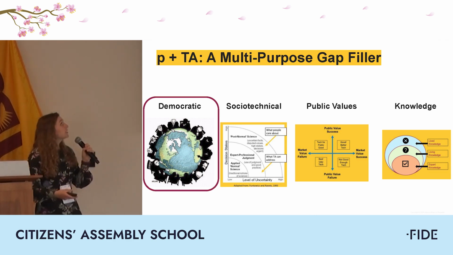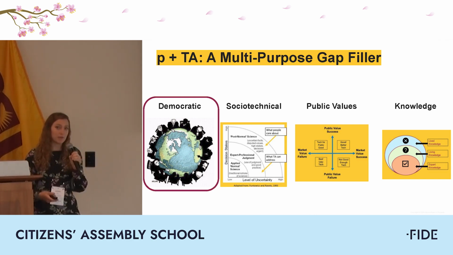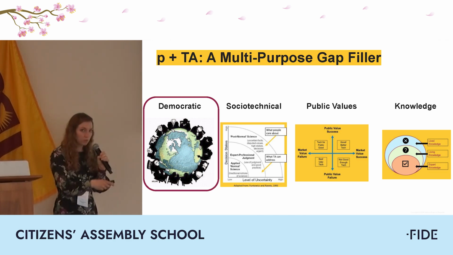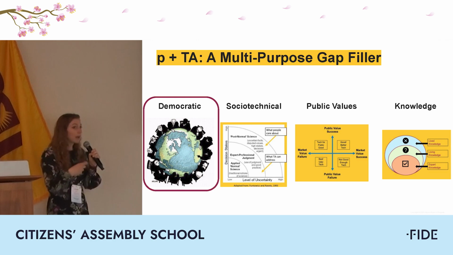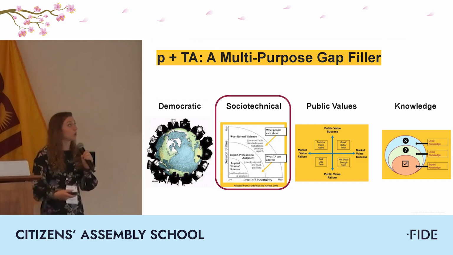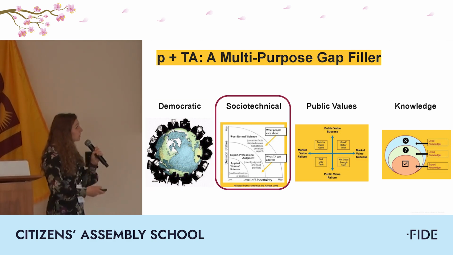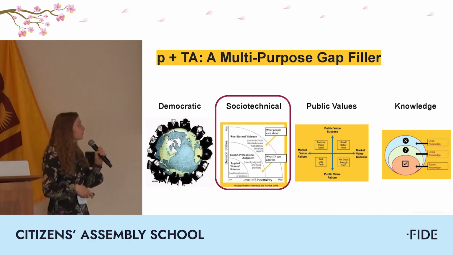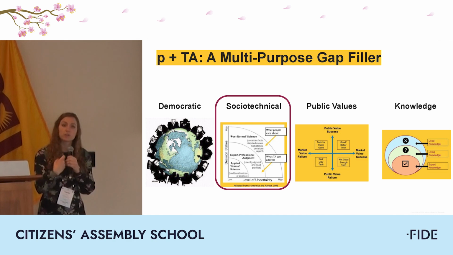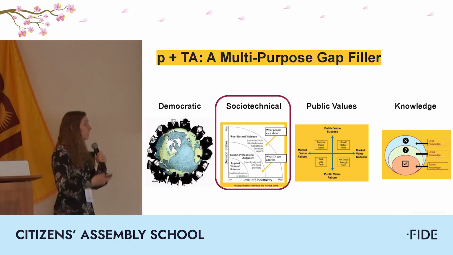So we say that PTA is a multi-purpose gap filler. What exactly does that mean? There are a few different gaps that we're looking to fill. First is a democratic gap, so we're looking to continue to evolve democratic participation in science and technology decision-making. Then socio-technical, so bridging expert and professional judgments with what society cares about to strengthen the link between science and society.